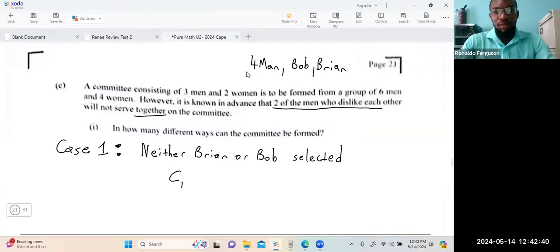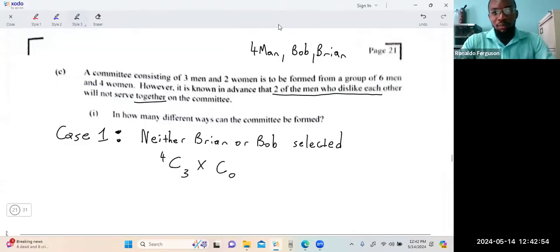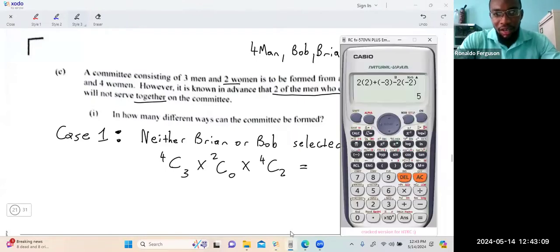So we choose from the 4 guys. From these 4 guys, we choose how many men we need? 3. So we choose 3 guys from those 4. We don't choose any of Brian or Bob. And then we choose how many women? 2 women from 4. That's case 1, where we choose neither Brian nor Bob.